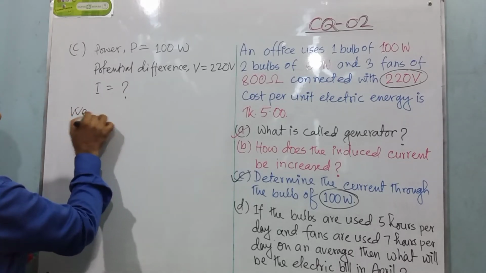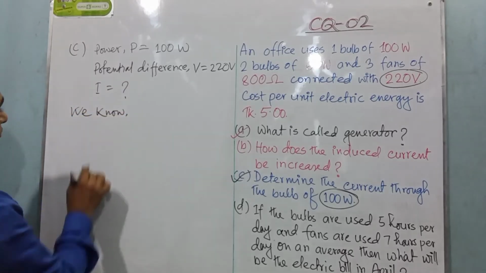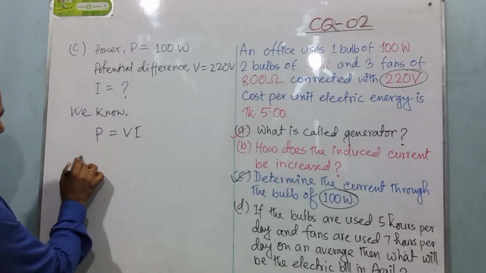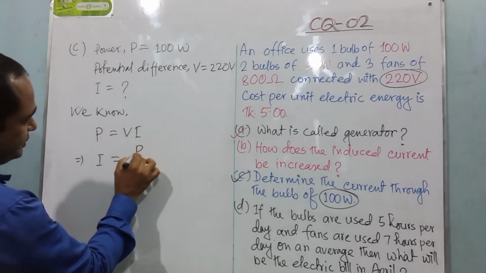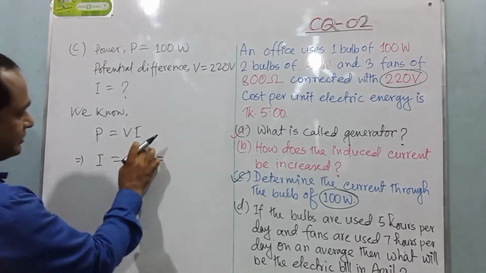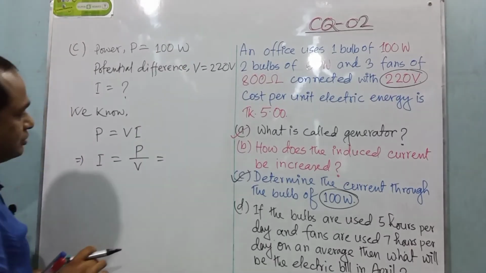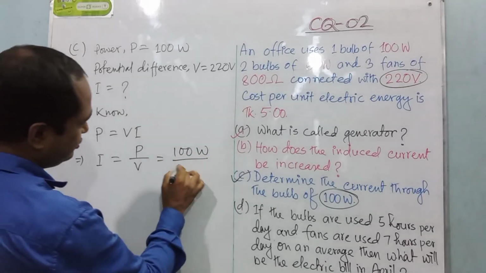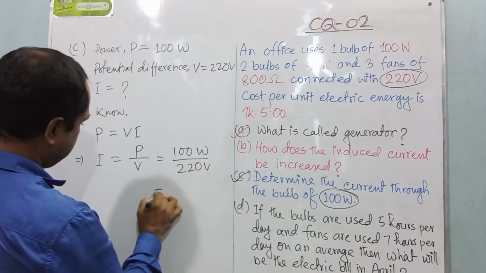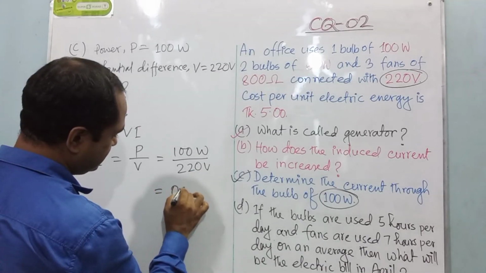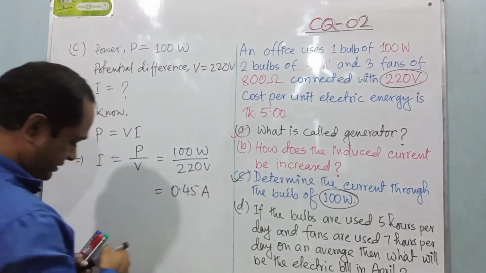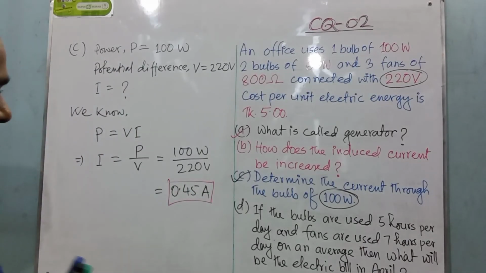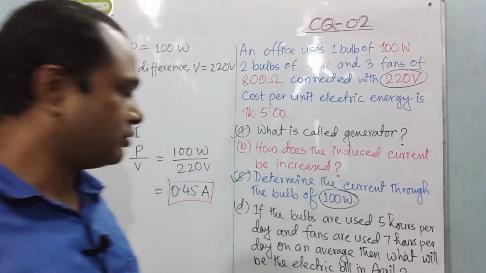We know P is equal to VI, right? Or I is equal to P divided by V. So using the values of P and V from the given information, P is 100 watt divided by V is equal to 220 volt, and after the calculation we will get 0.45 ampere. So this is the required current that passes through the bulb of 100 watt.